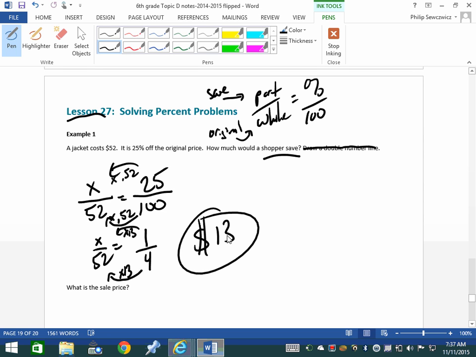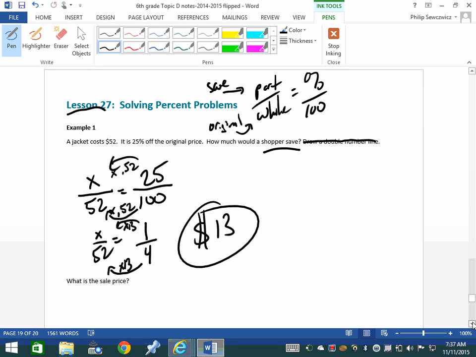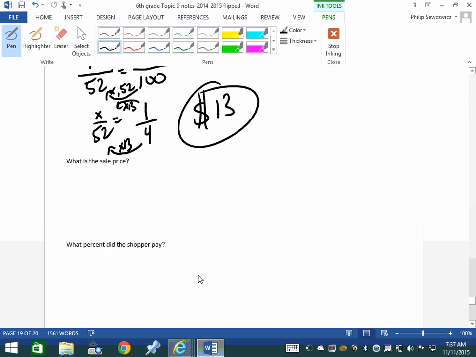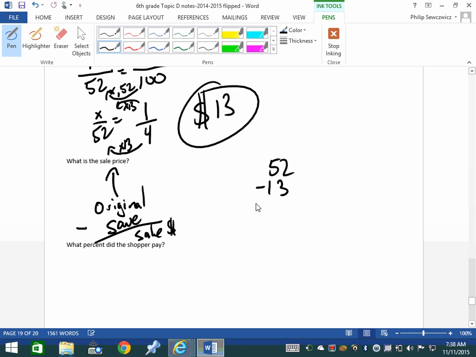If we're going to save the sale price, this is the part we want to add on to what we've been talking about. To find a sale price, you do the original price minus what you're going to save, and that'll get you your sale price. The original price was $52. We're going to save the $13. So when we subtract, $39. There is your sale price.